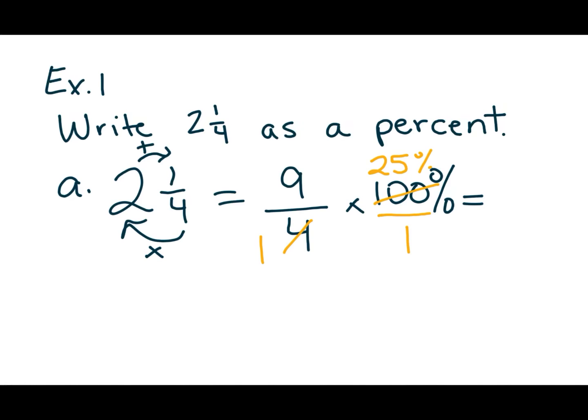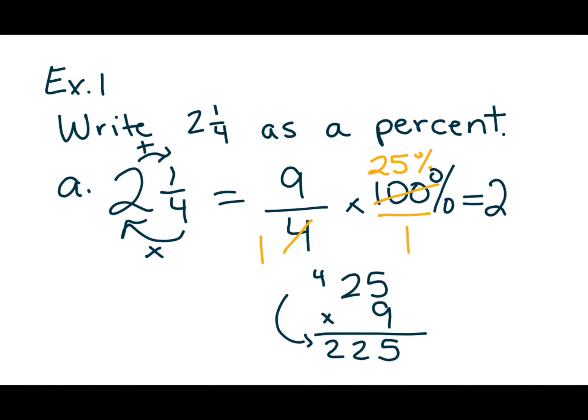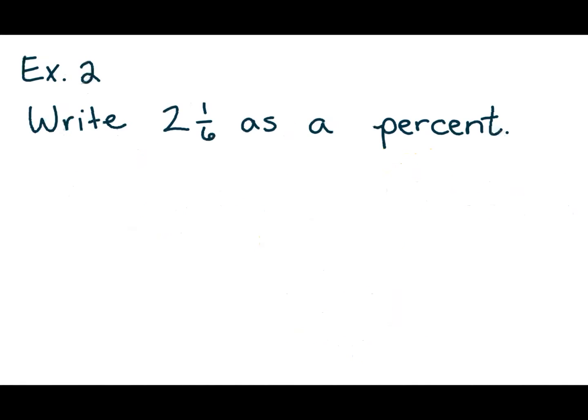So 9 times 25 is just 225%. So you see I get the same answer by using either of those two methods. Okay, let's look at the next example. Write 2 1/6 as a percent.